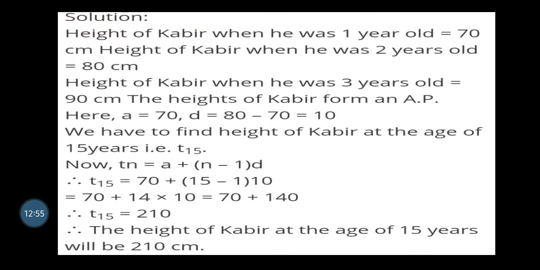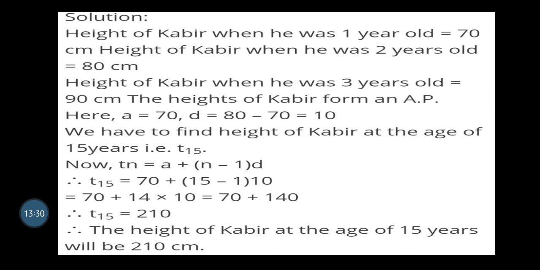Height of Kabir when he was 1 year old equals 70 centimeter. Height when he was 2 years old, 80 centimeter. Height when he was 3 years old equals 90 centimeter. The heights of Kabir form an AP. Here A, that is the T1, is 70, D equals 80 minus 70, that is 10, and 90 minus 80 is also 10. So the common difference between the terms is 10.